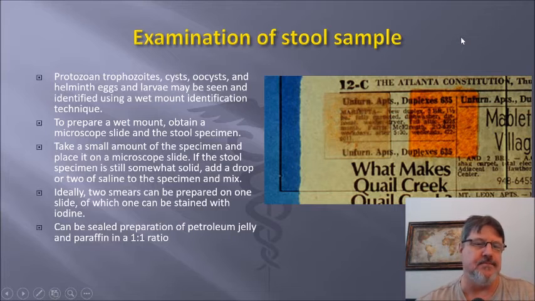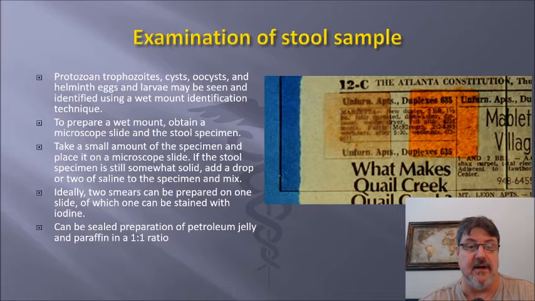Examination of the stool sample: protozoan trophozoites, cysts, oocysts, and helminth eggs and larvae may be seen and identified using a wet mount identification technique. To prepare the wet mount, obtain a microscope slide and the stool specimen. Take a small amount of the stool, place it on the slide. If the stool specimen is still somewhat solid, add a little bit of saline and mix it up. Ideally, 2 smears can be prepared on one slide, one with iodine, one without, and you can actually seal it using petroleum jelly or paraffin.